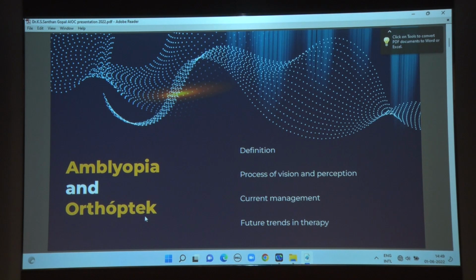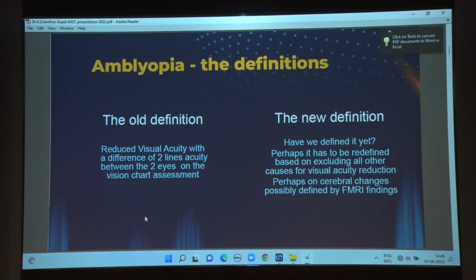So you need to know the process of vision and the process of perception, and you need to know what the current management is, and whether it is treatable at all. And what are the future trends in the management of amblyopia? The old definition has to die. Any old textbook, any old definition has to die. There is no alternative because as our knowledge base improves, we realize that it is no longer the truth. That's what the Veda also says, that you put belief in something and you believe it truly until you find a better truth.